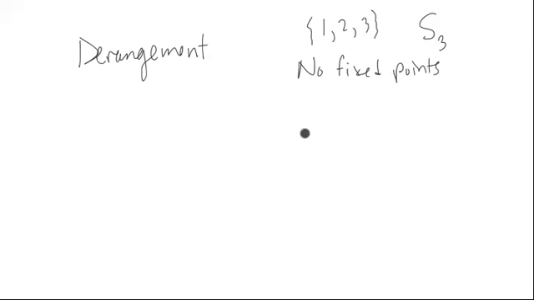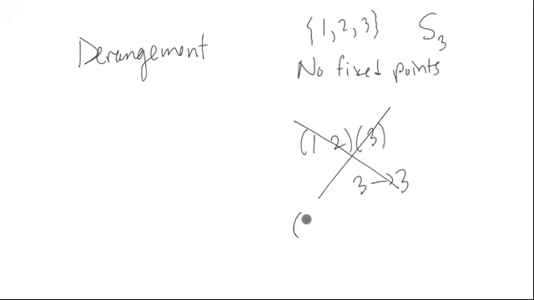So for instance, the permutation (1 2) actually fixes 3. It's like a 1 cycle. It'll send 3 to itself. Hence, this is not a derangement. We don't want to use (1 2). But (1 2 3) is a derangement. It doesn't fix anything on the 3 elements. Okay, now actually by inspection, you'll notice there's only 2 possible derangements.